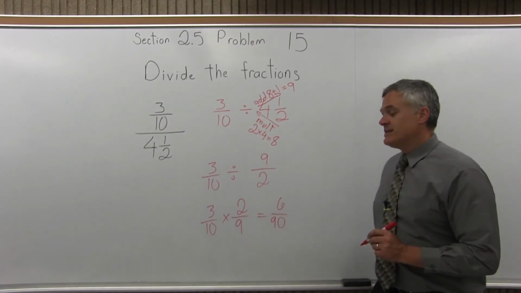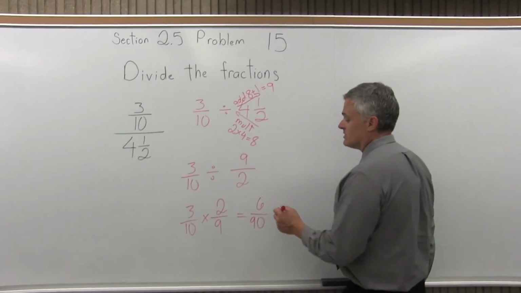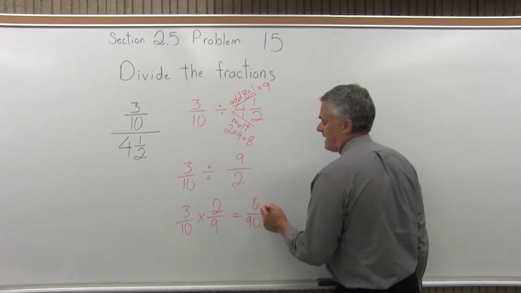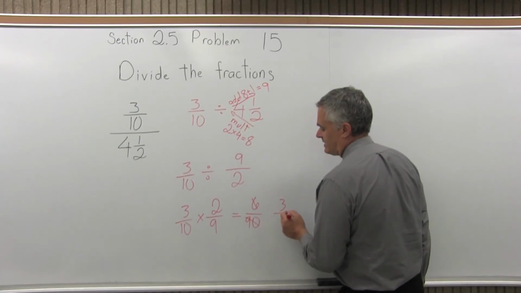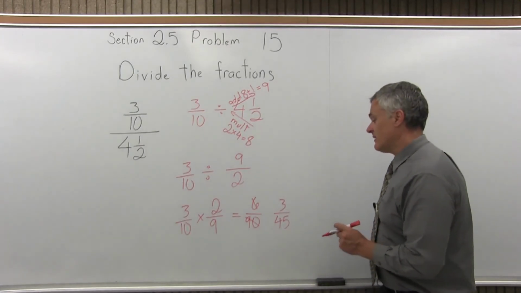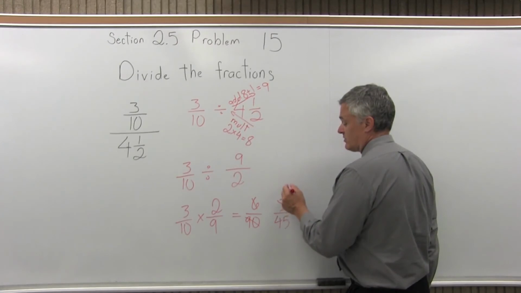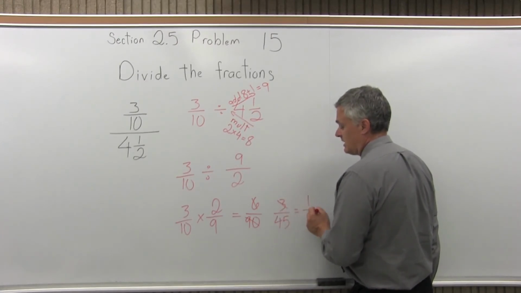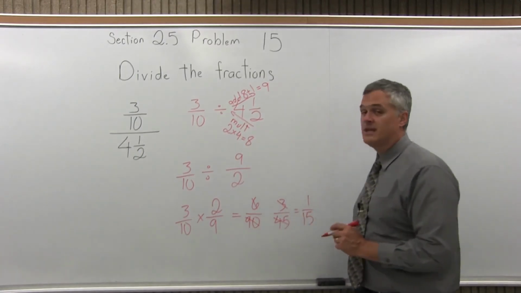Now, can 6 over 90 be reduced? Yes, it can. They're both even, so I can at least cut them in half. Half of 6 is 3, and half of 90 is 45. Now, can I reduce some more? Actually, I can. 3 divides into 3, and it divides into 45. 3 goes into 3 once, and 3 divides into 45 15 times. So the answer is 1/15.